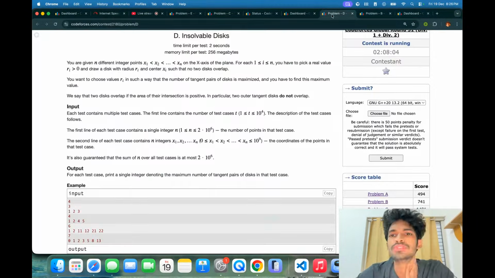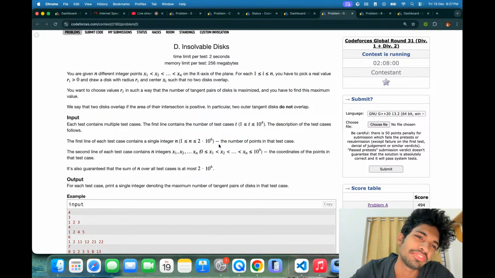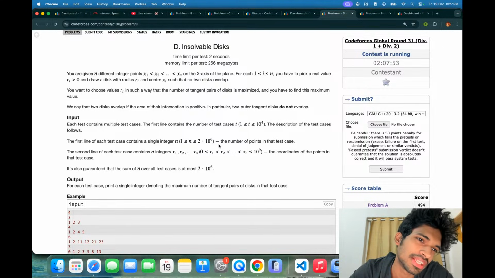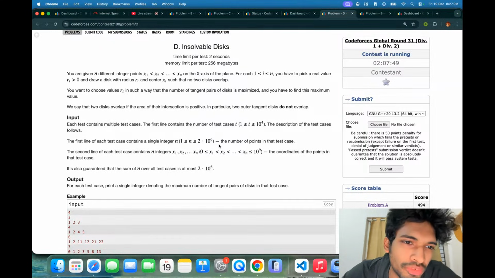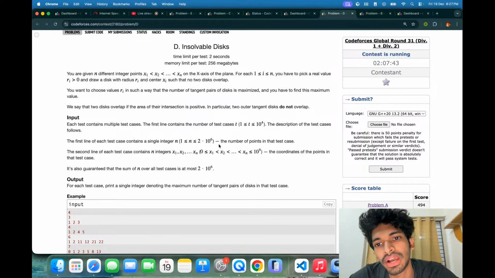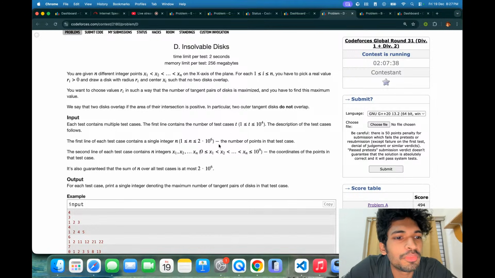So now we're at D. Are we scared of D? D should be shitty, right? I want to solve more problems. You're given n different integer points on the x-axis. For each point, you have to pick a real value Ri greater than 0 and draw a disk of radius Ri with that center such that no two disks overlap. We want to choose values of Ri in such a way that the number of tangent pairs of disks is maximized, and you have to find this maximum value. Okay, seems a nice problem.